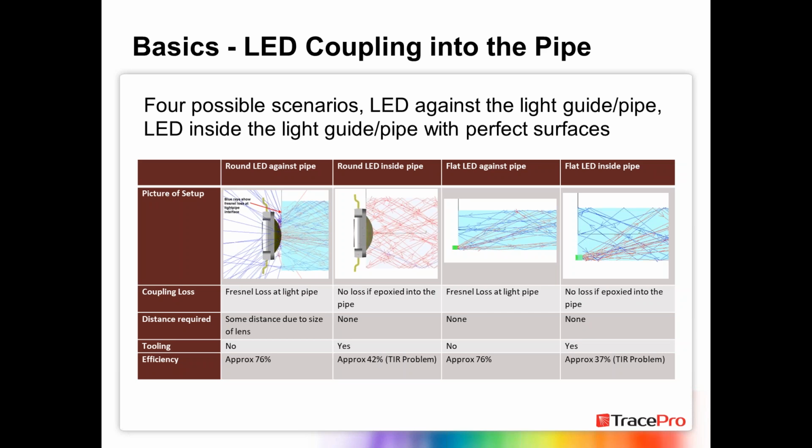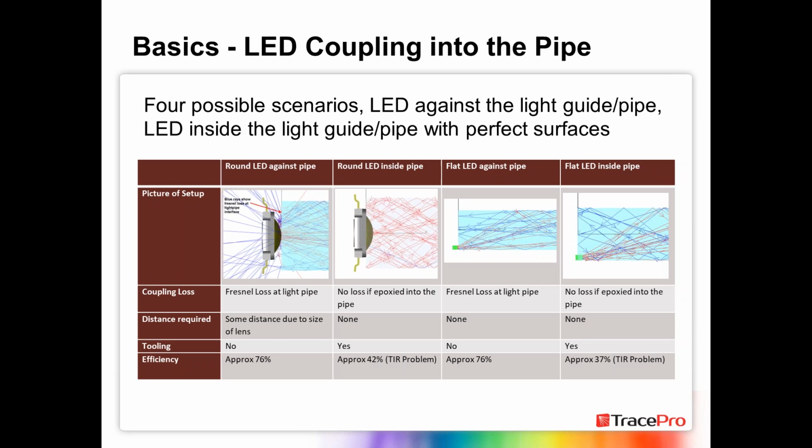It's going to go out plus or minus 90 degrees. I'm not going to need to tool into the light pipe to make a separate surface, so this can just be a flat surface. And my efficiency is about 76% coming out of it. With the round LED inside the pipe, there's no loss, especially if it's epoxied into the pipe. And there's no distance required, so I can make this a much shorter distance by putting the LED into the pipe. There is some tooling required, but look at the efficiency, it actually drops down.